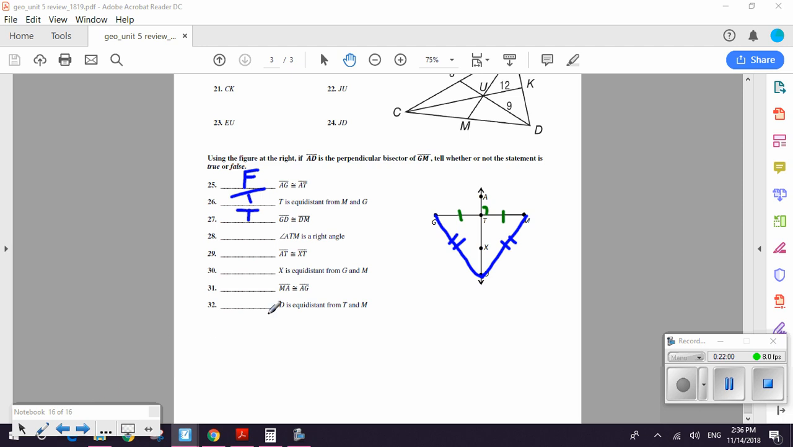Number 28 says that ATM is a right angle. Yes, that's also true. So please finish number 29 through 32 on your own. Again, remember the perpendicular bisector theorem notes we took the other day. This concludes your tutorial for your review. Good luck on finishing the rest and your test.